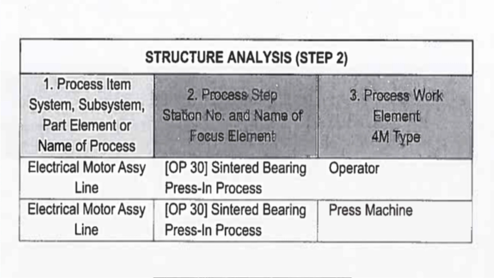To take an example, if you see step number 2, that is process step, here we are talking about operation 30, sintered bearing press in process. Now, how can it be impacted? It can be impacted by step number 3, that is operator and the press machine. And if you see on the left hand side, that is process item, that is electrical motor line assembly. So once we make things clear, it becomes very easy to understand.